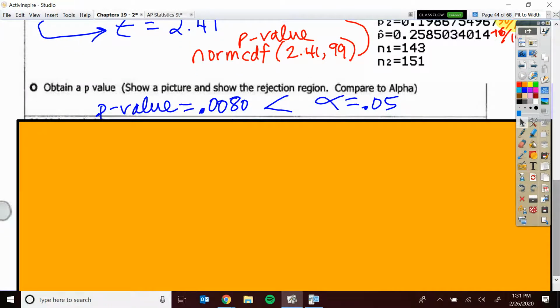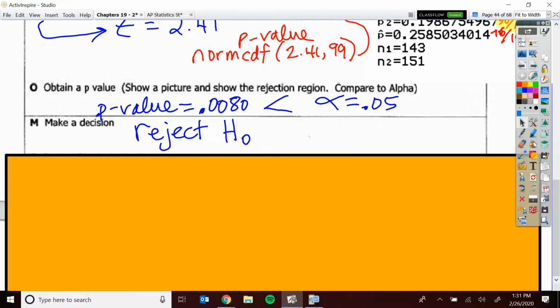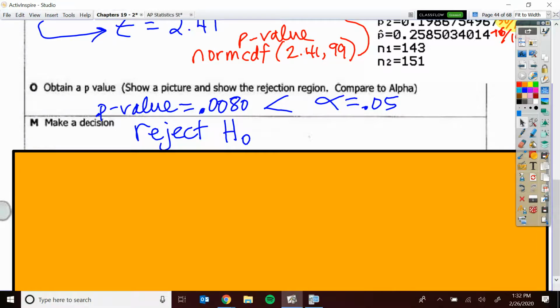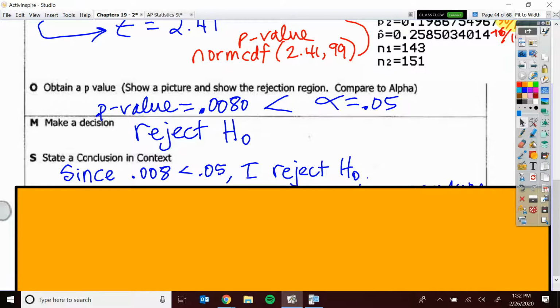And now we want to make a decision. If that p-value is low, what are you going to do? Okay, we're going to reject H0. It's a recording after all, you know. Okay, we don't need evidence. But anyway, since 0.008 is less than 0.05, I reject H0.